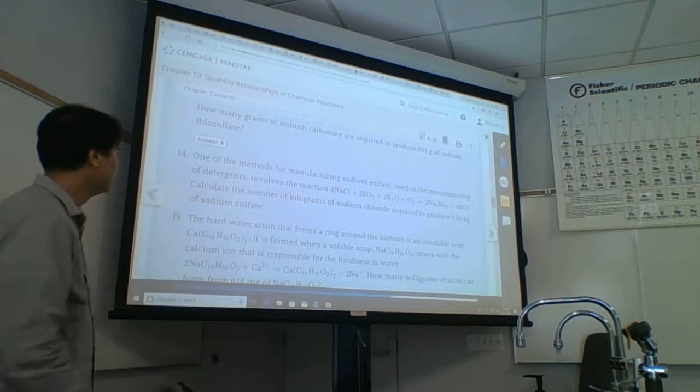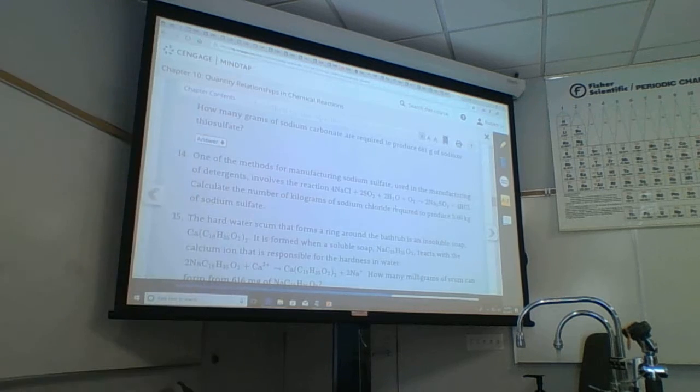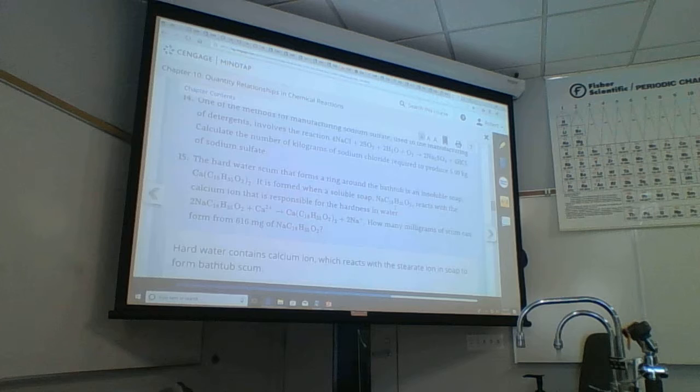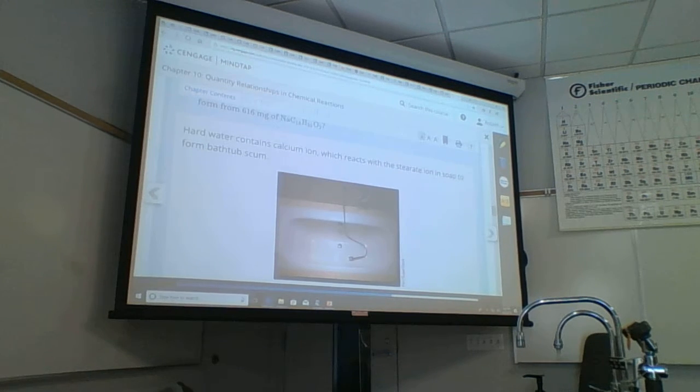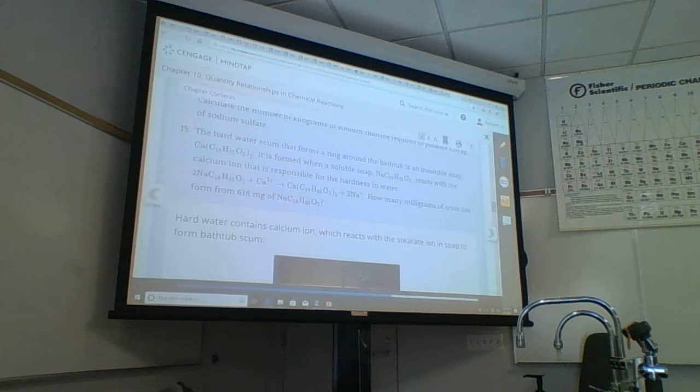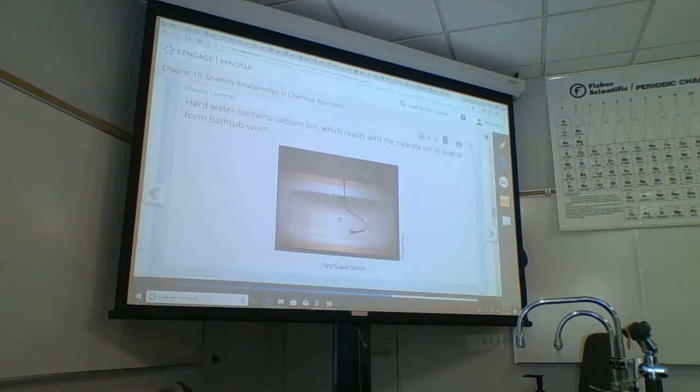Hard water scum. Another standard stoichiometry problem. Except now we are dealing with milligrams. So milligrams, we've got to convert to grams. This is hard water scum here. It's a precipitate. It's hard to wash off. There you can see it.